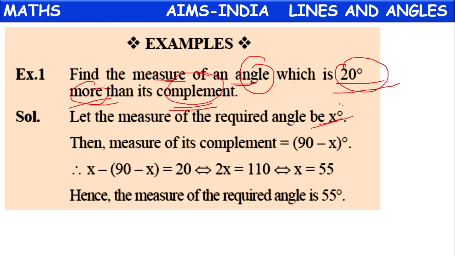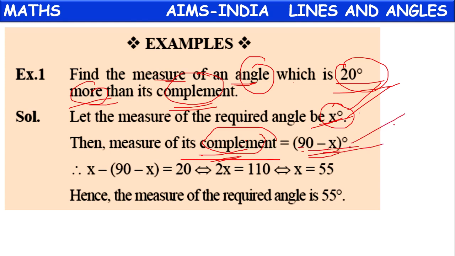Let the required angle be x degrees. Then its complement: complement means the sum of both is equal to 90 degrees. If one is x, the other is 90 minus x. Now the difference is 20 degrees, because one angle is 20 more than its complement. So x minus (90 minus x) equals 20.